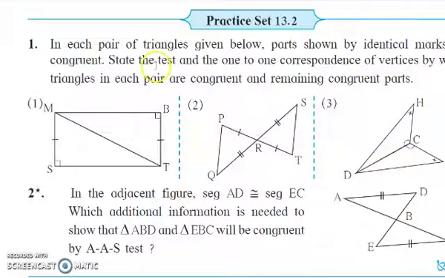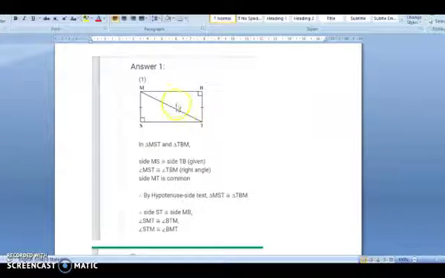We have to show here that these two triangles are congruent, and the test by which the two triangles are congruent, and the one-to-one correspondence of vertices, and the remaining congruent parts also. So let us see the solution for this problem. These are the two triangles given here, MBT and MST.